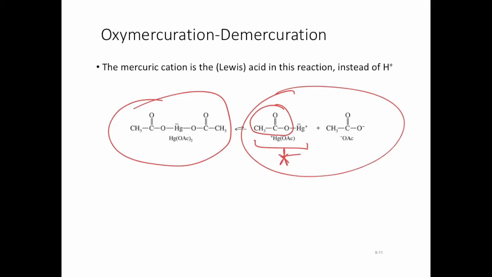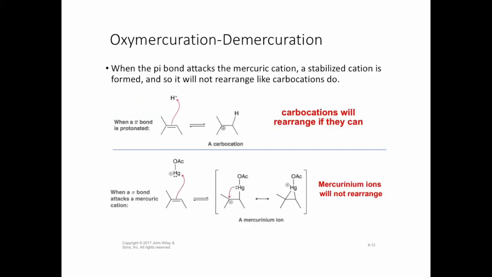So in the acid-catalyzed hydration, the pi bond was protonated and we got a carbocation which could rearrange. However, in the oxymercuration-demercuration reaction, the alkene will add to the mercury atom, and immediately that adds to the other carbon of the alkene, forming this mercurinium ion, which will not rearrange.